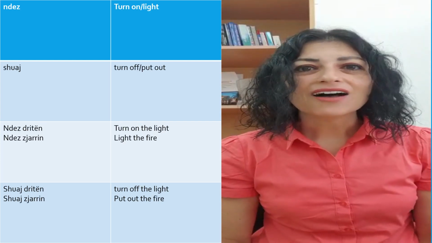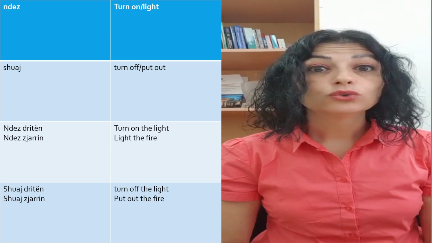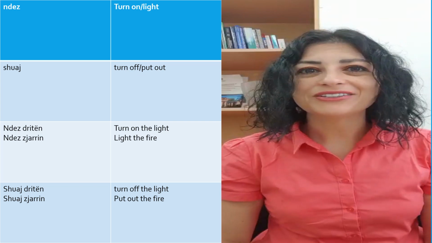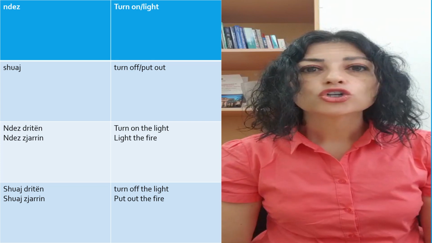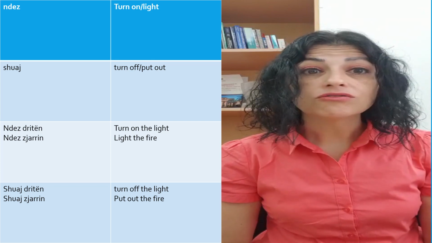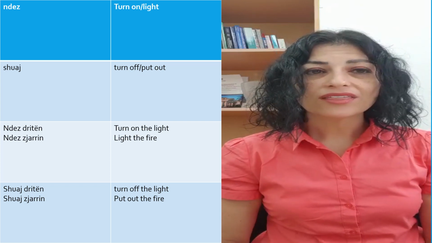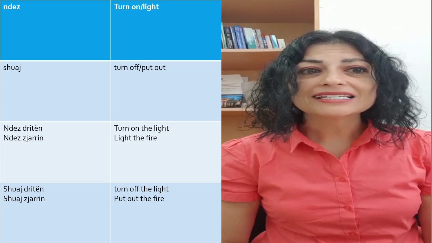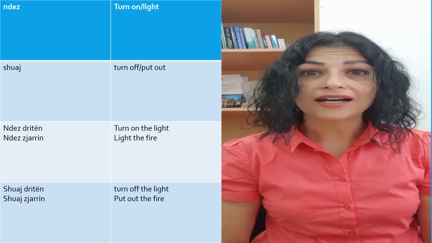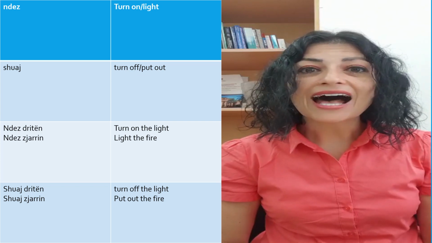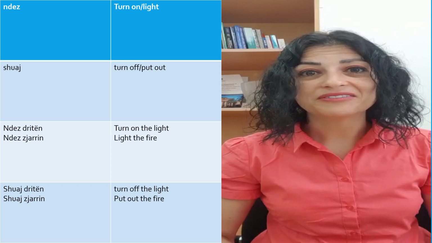Alright, so here we have the two verbs ndez, to turn on or to light. And the opposite verb is shuaj, to turn off or to put out. Let's see an example with ndez. Ndez dritën, to turn on the light. Ndez zjarin, to light the fire.